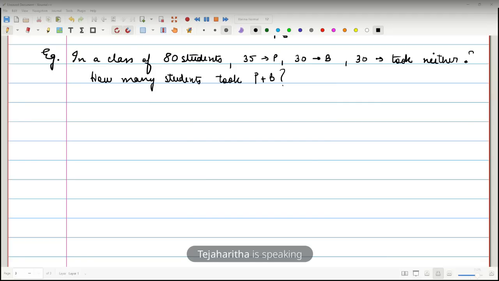Any example relating to 3 sets, sir? Any 3 sets given in a combination. I don't have any question with me right now, but you try to solve this. See, the concepts will remain the same. Just that in 3 sets, what will happen?